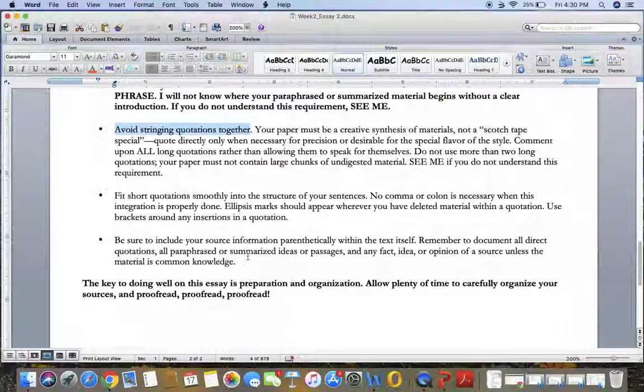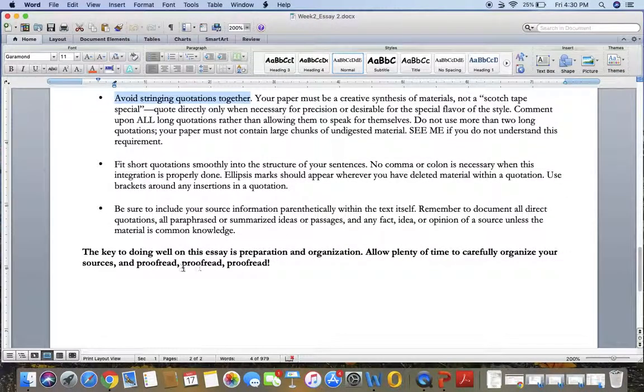And then just some other reminders about integrating quotations. I have here that the key to doing well is preparation, organization, and making sure you allow yourself plenty of time and proofread.